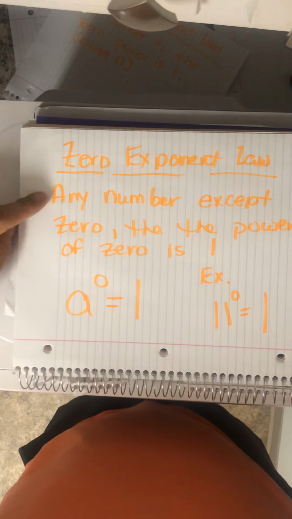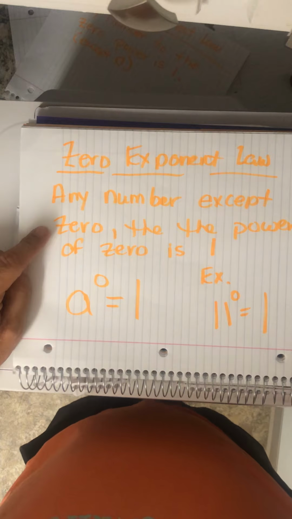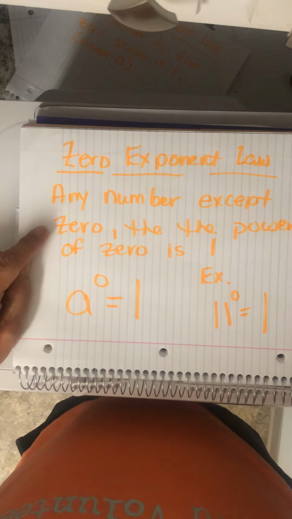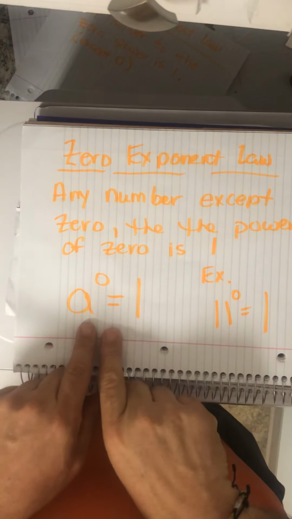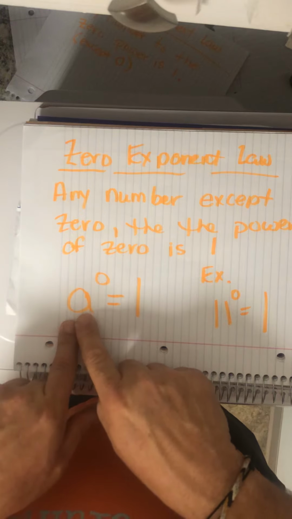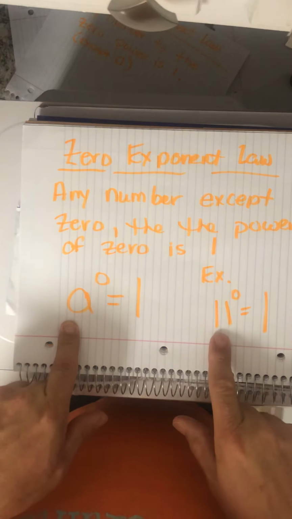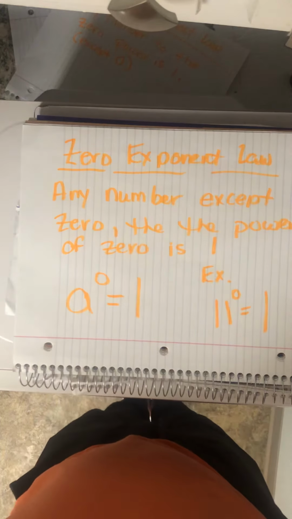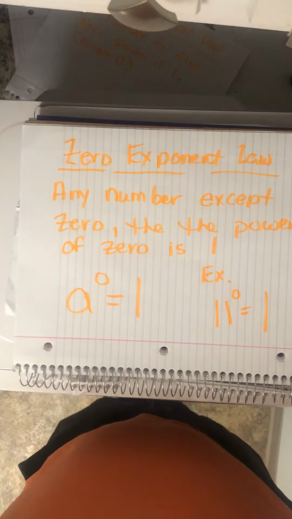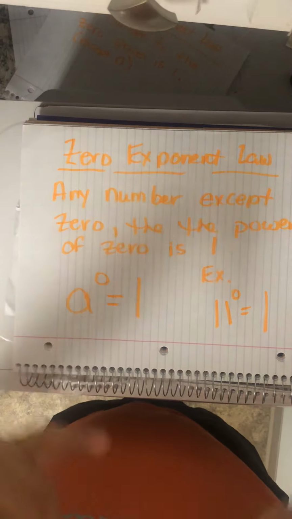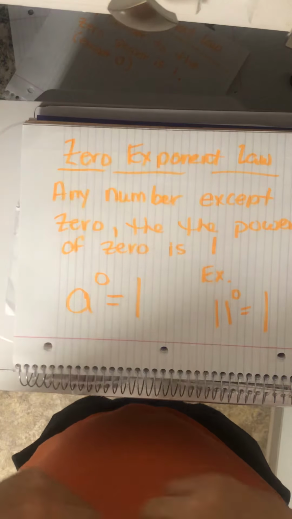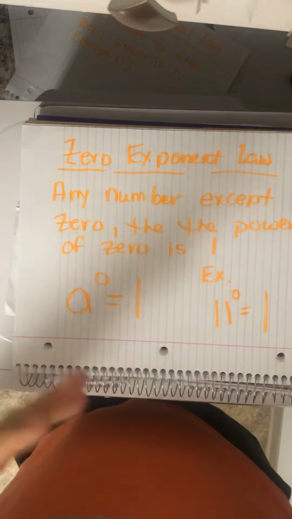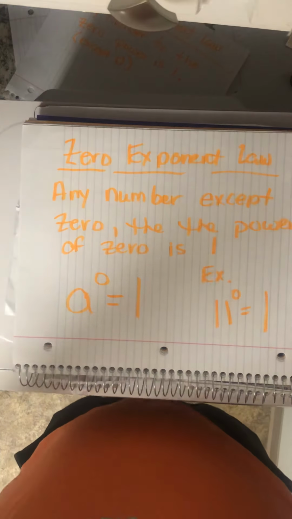What it says is any number except zero, it doesn't work for zero, any number except zero to the power of zero is 1. So right here you see any number, we use a variable, a to the 0 is 1. For example, 11 to the 0 power equals 1. This is what you have to remember. Just keep this in your mind. Anything to the 0 power is 1. It doesn't matter. -6, 49, 2,751,000, pi. Anything to the 0 power except for 0 is 1.